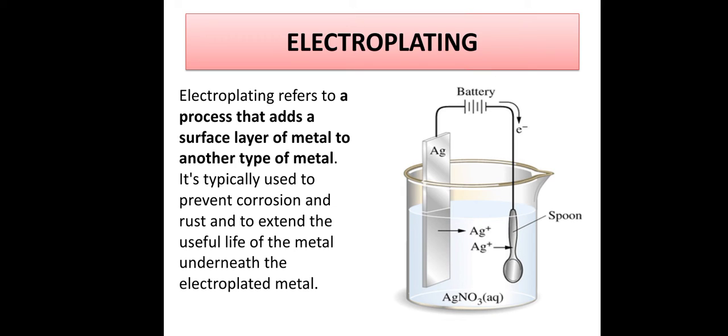So, the electrodes used are as follows. The object to be electroplated is made the cathode. A block of the metal to be deposited is made the anode. In this picture, in the slide, you can see the spoon needs to be electroplated with silver. So the spoon is used as cathode and the silver metal is used as anode. Using this electrolyte and electrodes, the electrolysis is continued up to the time when the layer of silver has been formed of the desired thickness.